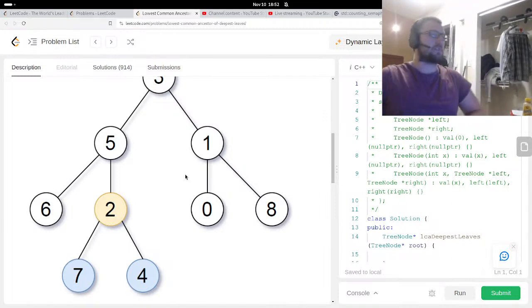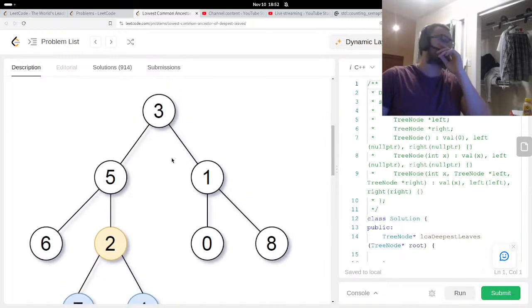That's pretty interesting. So we're looking for the node with the, is it highest depth, lowest depth? The node with the lowest depth that also is in that category where it has a left subtree with the deepest leaves and a right subtree with deepest leaves. That's the node I want.